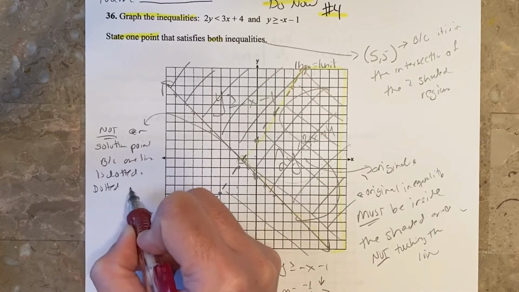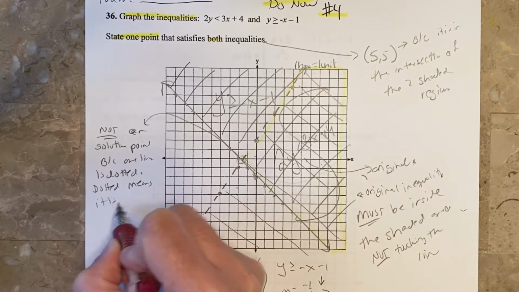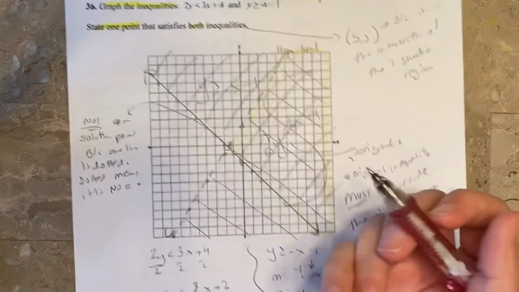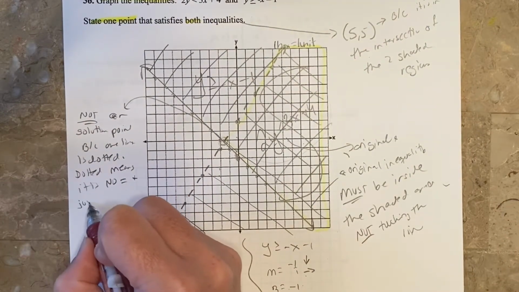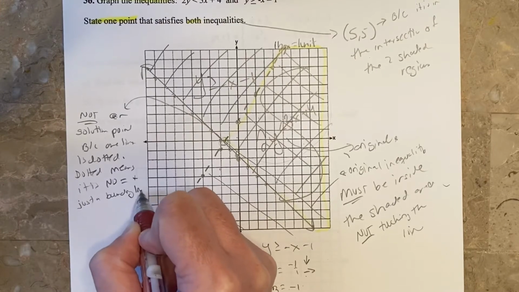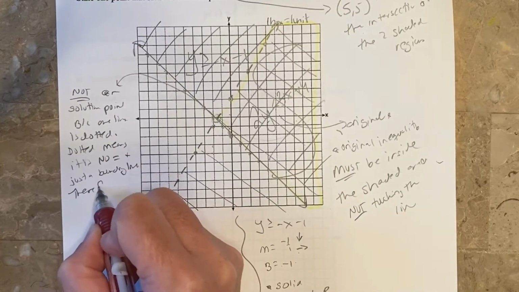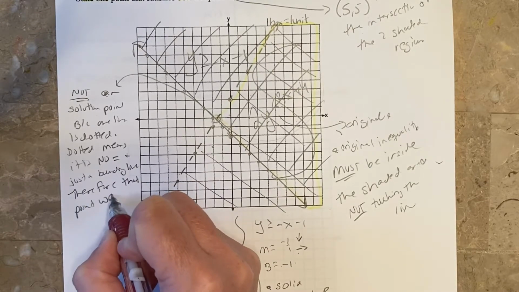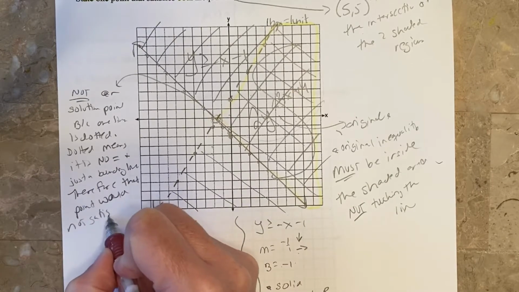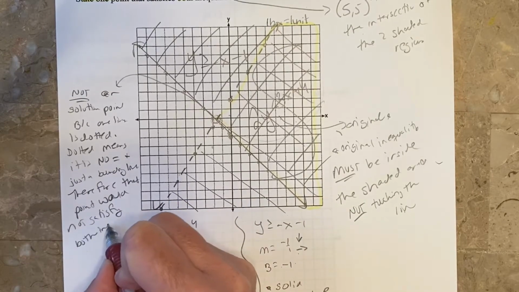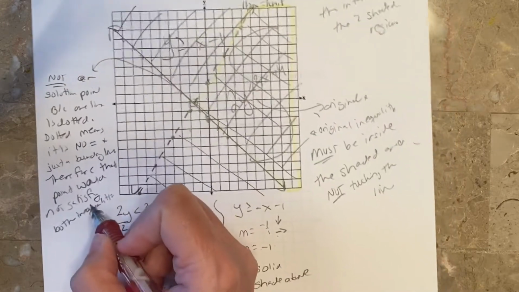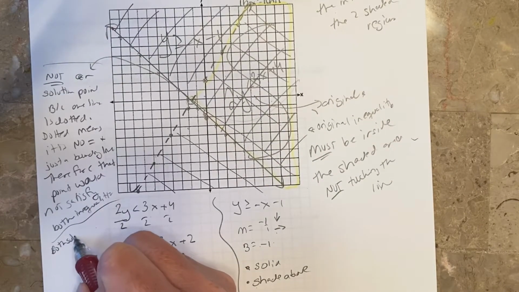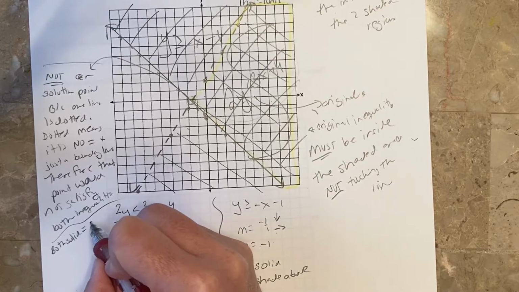Dotted means it is not equal to, okay, and it's called something, it's called a boundary line, so I'll write that, just a boundary line. Therefore, that point would not satisfy both inequalities. Okay, they have to be both solid is when it's going to be equal. So both solid equals good.